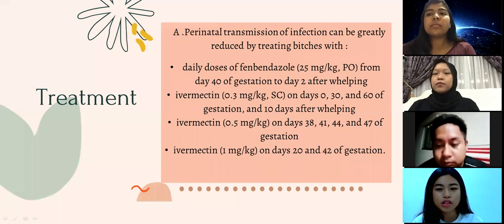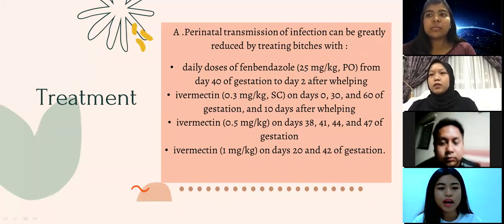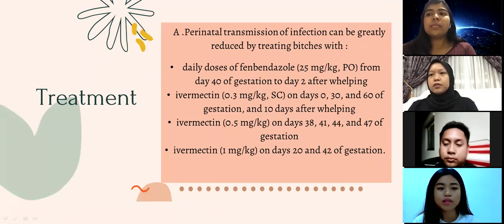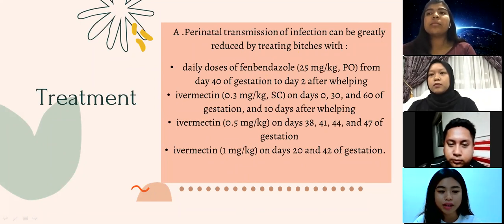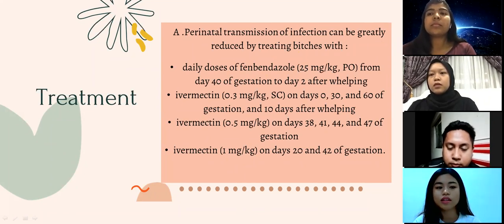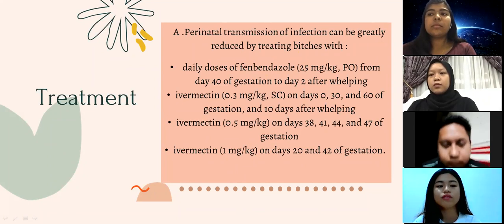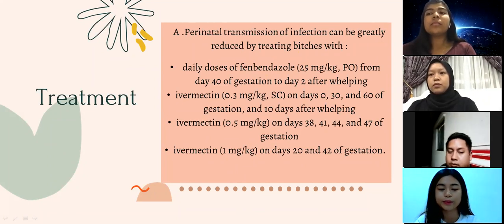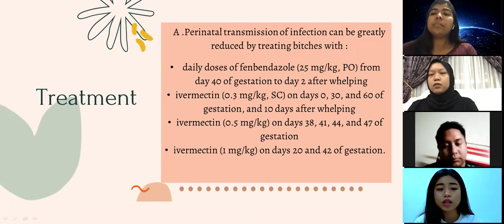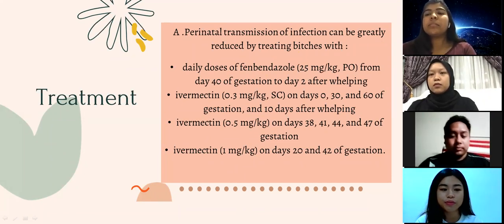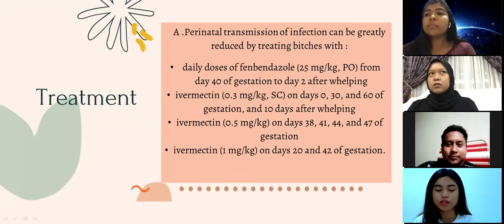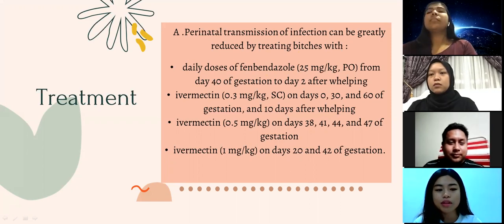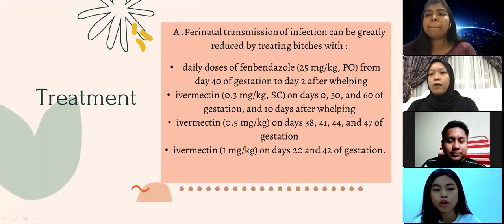First, daily doses of fenbendazole at 25 mg per kg orally from day 40 of gestation to day 2 after whelping. Secondly, ivermectin, 0.3 mg per kg subcutaneously on the 0th, 30th, and 60th day of gestation, and also 10 days after whelping. Thirdly, also ivermectin, but we use 0.5 mg per kg on days 38, 41, 44, and 47 of gestation. And lastly, ivermectin at 1 mg per kg on days 20 and 42 of gestation.